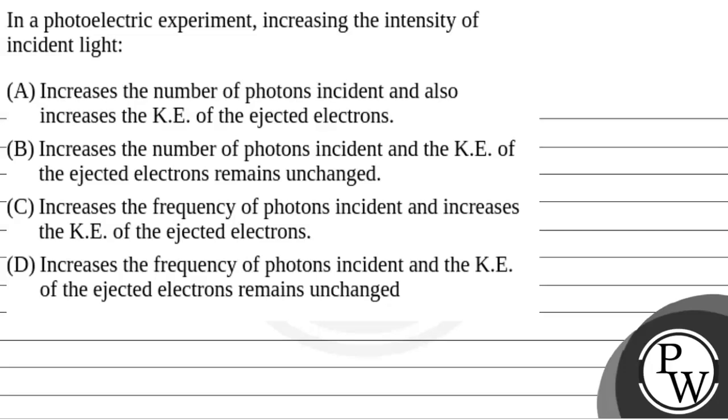The question says that in a photoelectric experiment, increasing the intensity of incident light: the options are, increases the number of photons incident and also increases the kinetic energy of ejected electrons; increases the number of photons incident and the kinetic energy of the ejected electrons remains unchanged; increases the frequency of photons incident and increases the kinetic energy of ejected electrons; increases the frequency of photons incident and the kinetic energy of the ejected electrons remains unchanged.